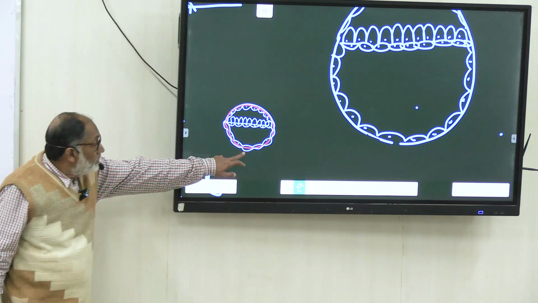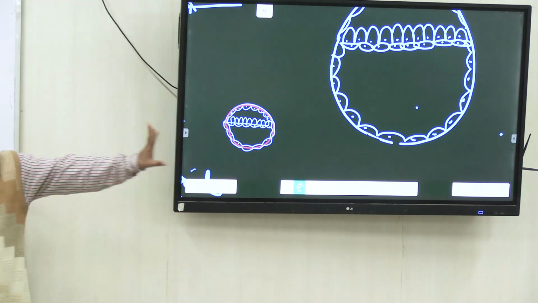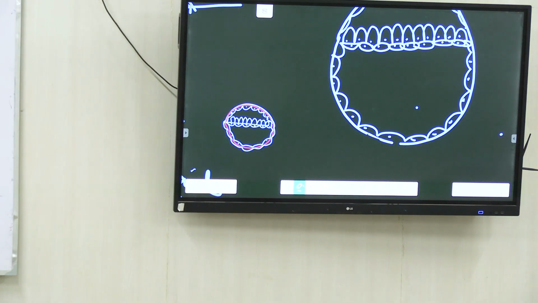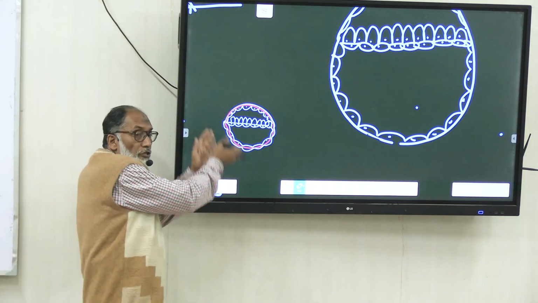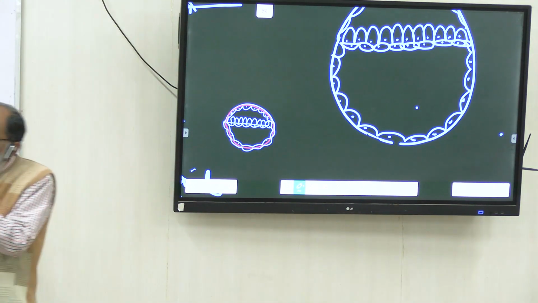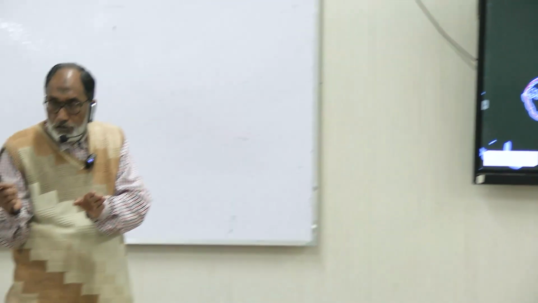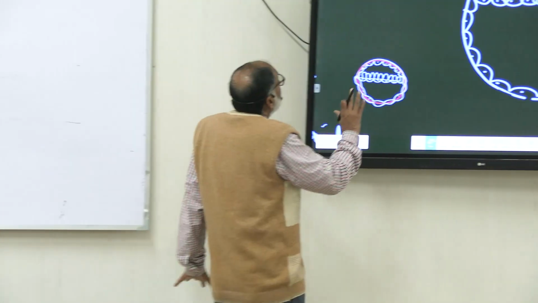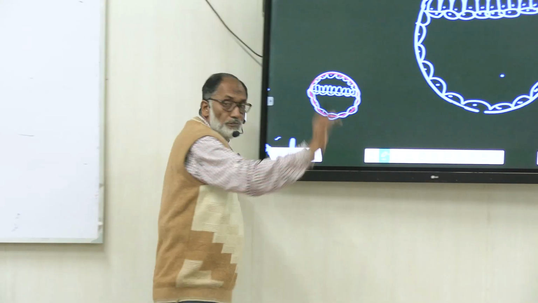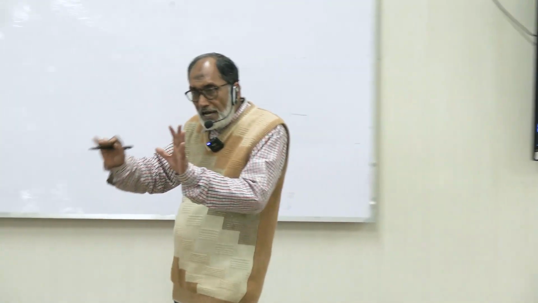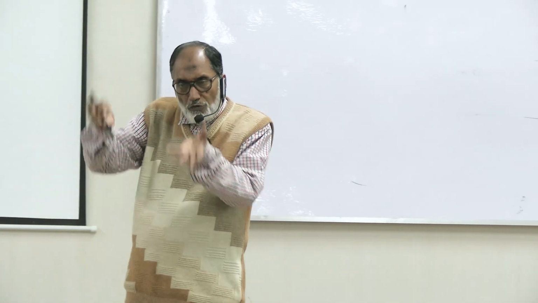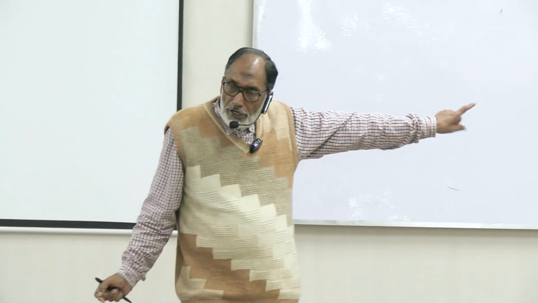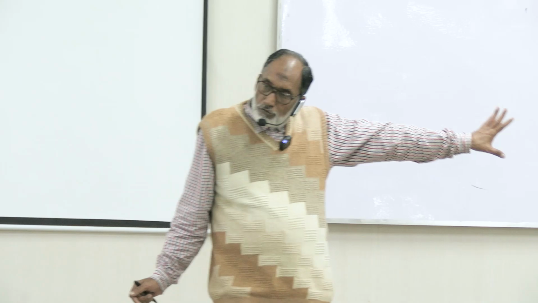Now here you see this cell is the trophoblast. The red one is the extraembryonic mesoderm. So this extraembryonic mesoderm has been given rise to by trophoblast. After formation of the extraembryonic mesoderm, this primary yolk sac will now be converted into the secondary yolk sac.